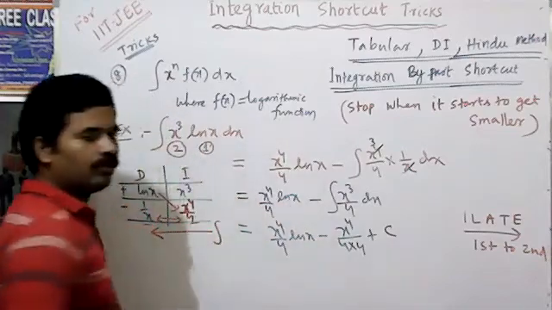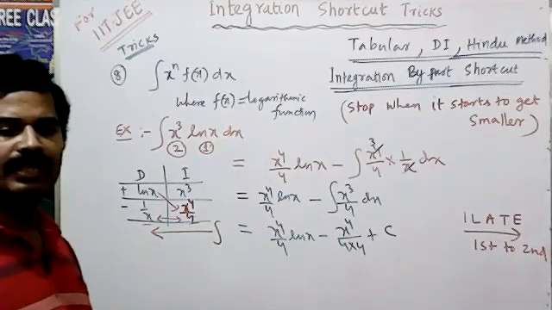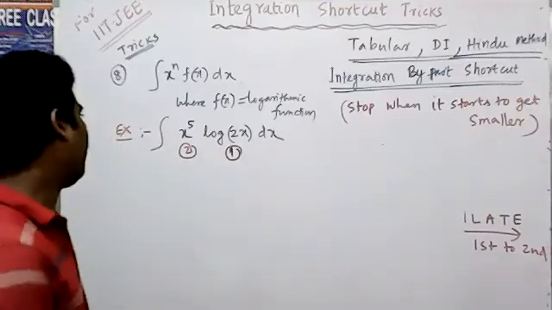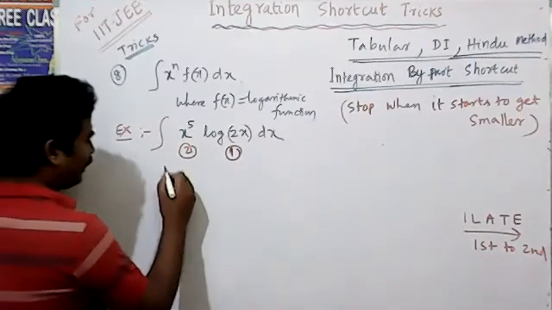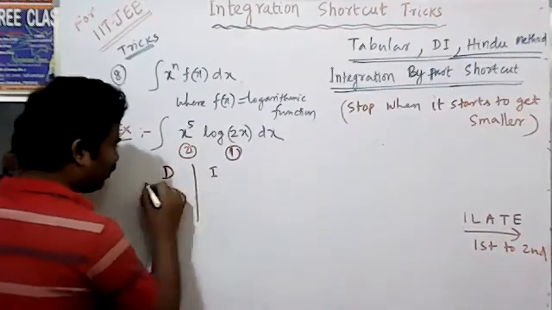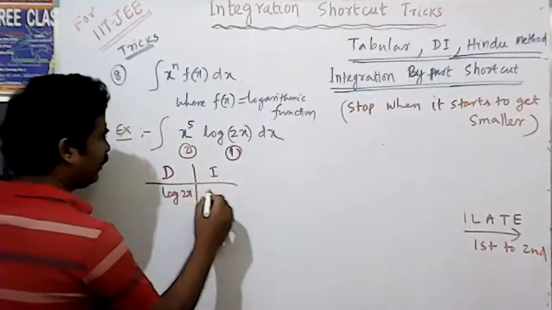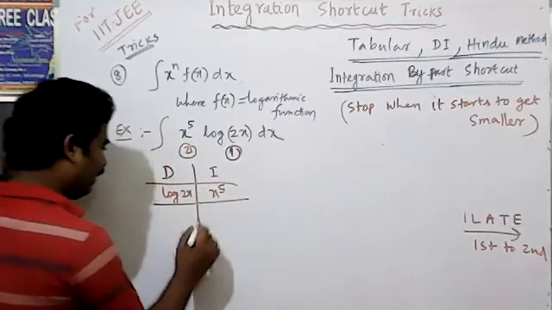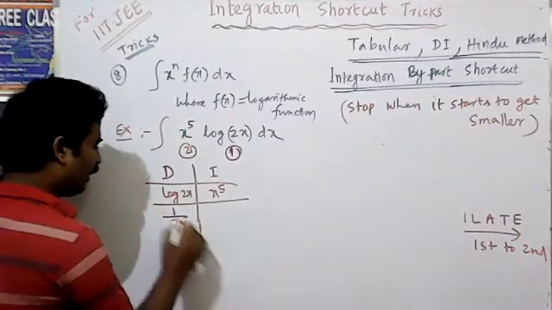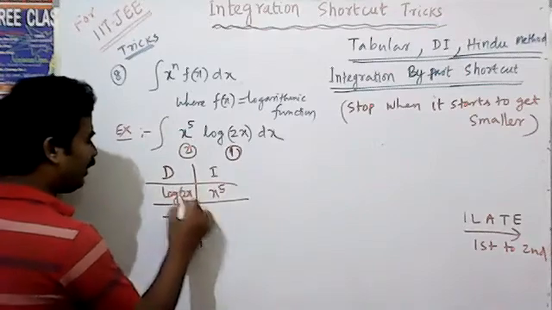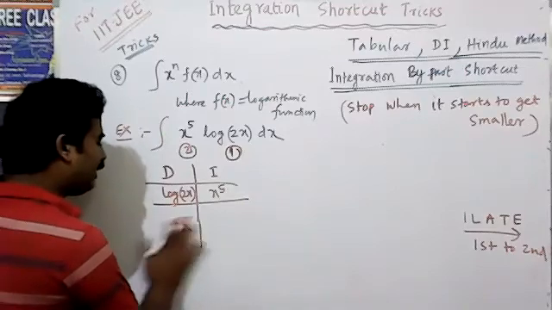So that's why the value comes in this way. This is a logarithm example. You can take another example, x to the 5 log 2x dx. How? Here you can take, this is D, this is I. Now coming to the question, this is log 2x, this is x to the power 5. Here the derivative of log 2x is 1 by 2x, again the derivative of 2x is 2, so it comes to 1 by x.